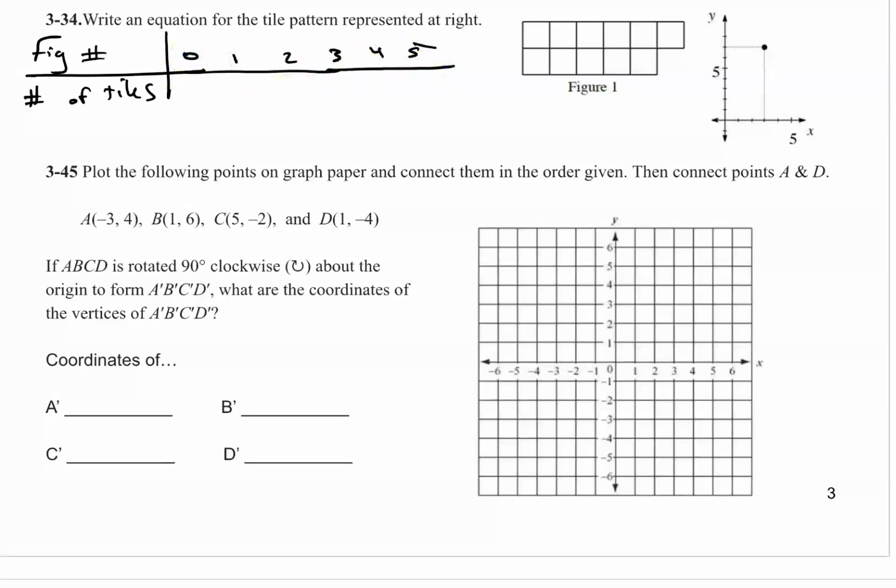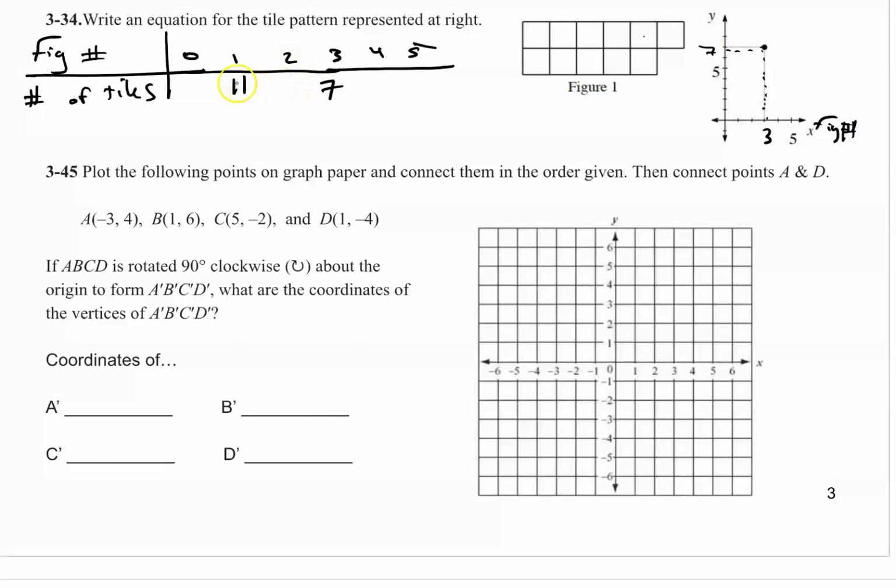Okay, so I'll go 0 to 5. Figure 1, we have 11 tiles. And then for this one, remember that the figure numbers are on the x-axis. So if you find figure 3 on the x-axis, you've got a line going up to 7. So figure number 3 has 7 tiles. And then you fill in the blank.